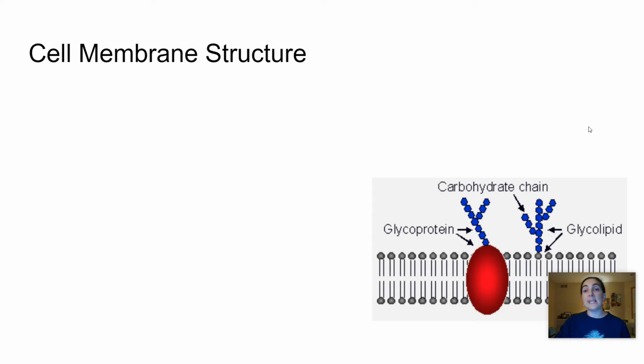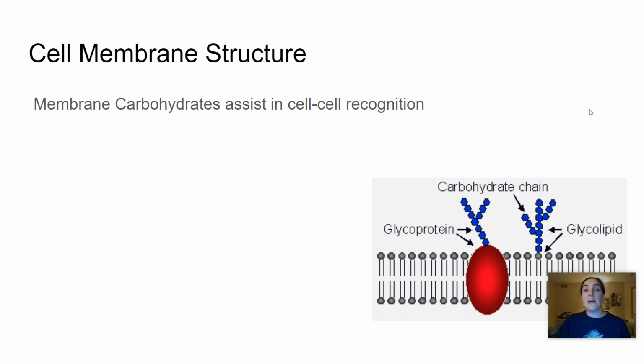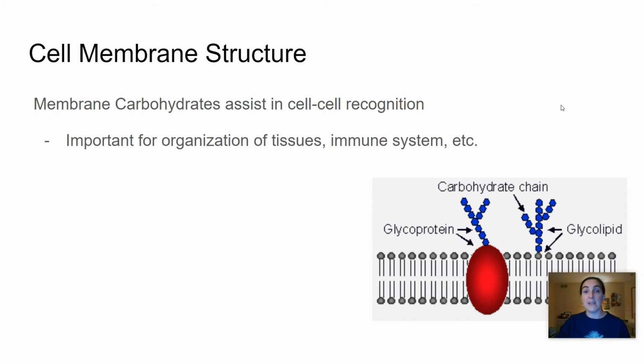Cell membranes, in addition to the lipids and proteins, also contain carbohydrates. So they really have 3 of the 4 main groups of biomolecules. The carbohydrates mainly assist in communication between cells, helping cells to recognize each other. This is important for organizing your tissues within your body. It helps your heart cells recognize other heart cells and lung cells recognize other lung cells.